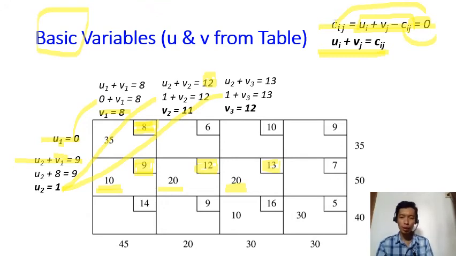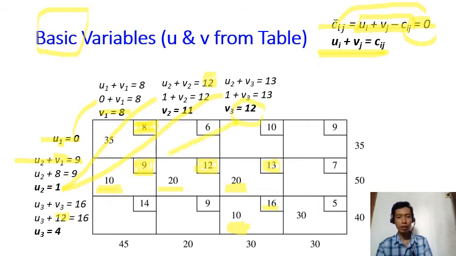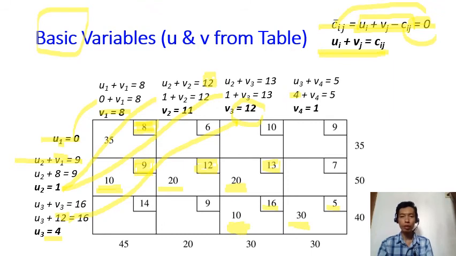Now from V3, use this basic variable here, C34. Now you can say U3 plus V3 equals C34. In other words, U3 plus 12, where 12 comes from here, equals 16. So now you know U3 equals 4. Finally, using this basic variable, you can write down the relation U3 plus V4 equals 5. So U3 equals 4, and from this, 4 plus V4 equals 5. So V4 equals 1. So now you have obtained all the U's and all the V's.